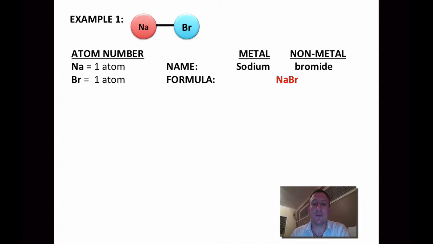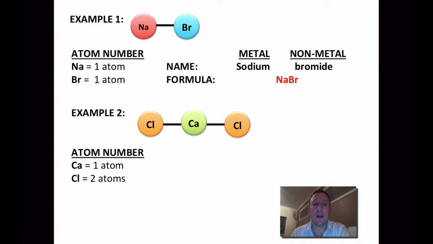Let's look at example 2. Here we've got calcium, Ca, which is joined with 2 chlorines. Don't let this confuse you, just follow the rules as we stated earlier. Let's look at the atom numbers first. We have 1 calcium atom, that's the green circle, and that is joined to 2 chlorine atoms. At this stage, don't worry about how they join together. Just practice the process of how many metals, how many non-metals, and then you will find that it will come together.